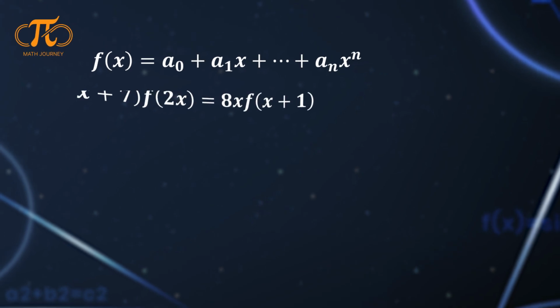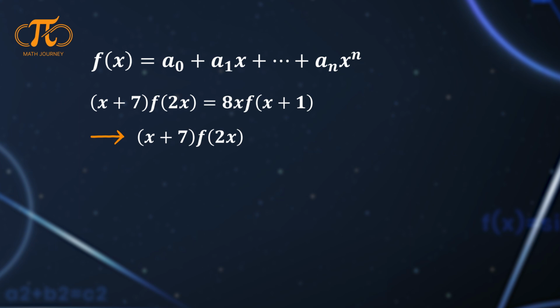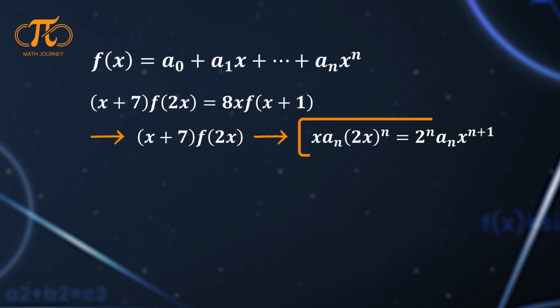Now, let's take a look at our main equation: (x + 7) f(2x) = 8x f(x + 1). We'll start by looking at the highest powers of x on each side to make our calculations easier. On the left side, we have (x + 7) f(2x). To identify the highest power of x, let's substitute 2x in place of x for the highest degree term in f(x). So, for f(2x), we get the term an (2x)ⁿ, which equals 2ⁿ an xⁿ. Then, by multiplying by x, we end up with 2ⁿ an xⁿ⁺¹.